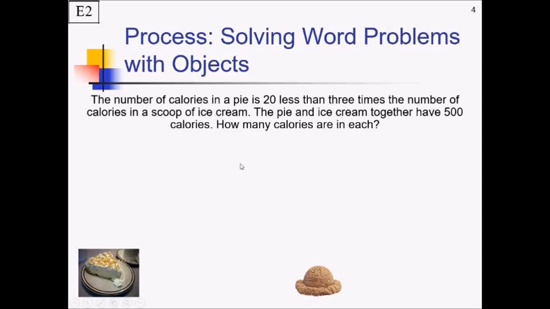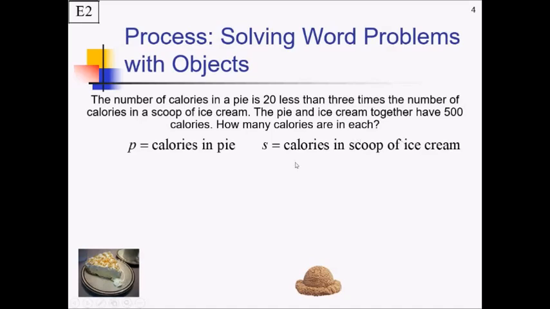Now, we're trying to solve for the number of calories in a pie and the number of calories in a scoop of ice cream. So I'm going to let P represent my pie calories, and then S is going to be calories in 1 scoop of ice cream. And for my 2 equations, well, I've got 2 pieces of information on this one. They told us the number of calories in a pie, which is P, that means equals, 20 less than 3 times the number of calories in a scoop of ice cream. Well, 3 times the calories in the scoop of ice cream is 3 times S, 3 times the calories in 1 scoop. And we wanted 20 less than that, so that would be minus 20.